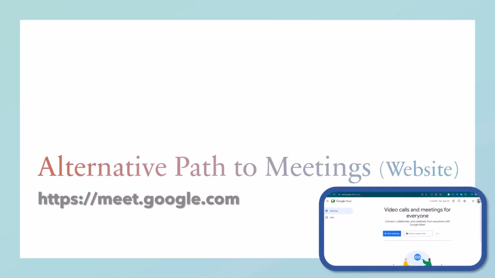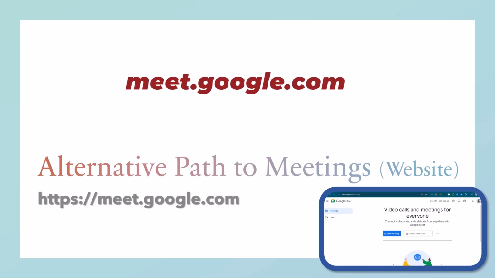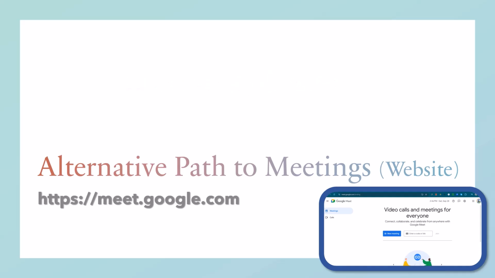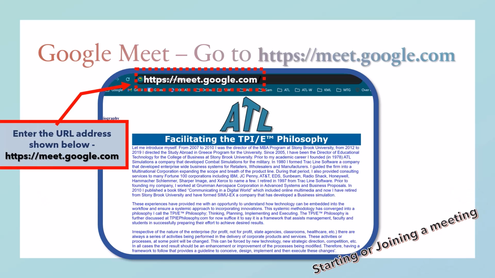Another approach to accessing the Google Meet screen is to type into our browser meet.google.com. This will bring us to the Google Meeting screen to create or join meetings. Enter the URL meet.google.com into your browser and proceed to the Google Meet website.